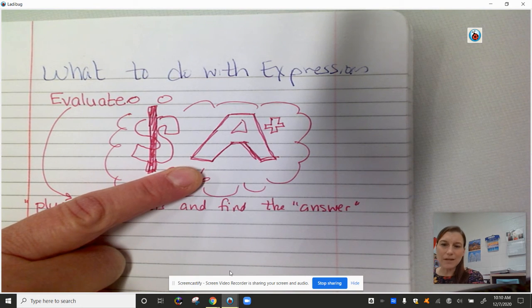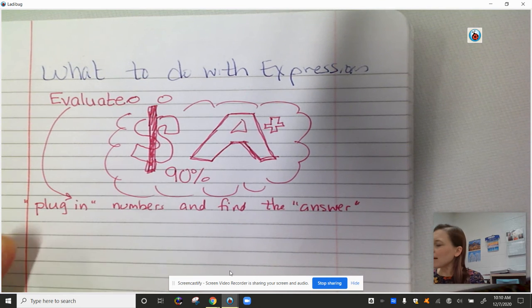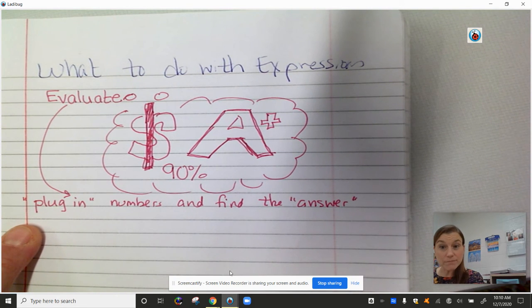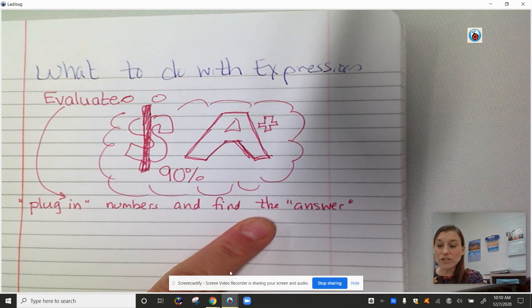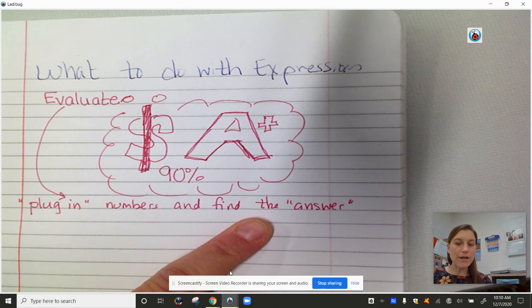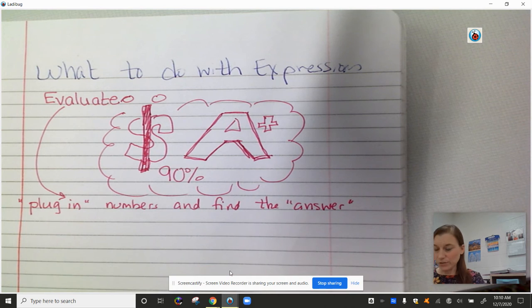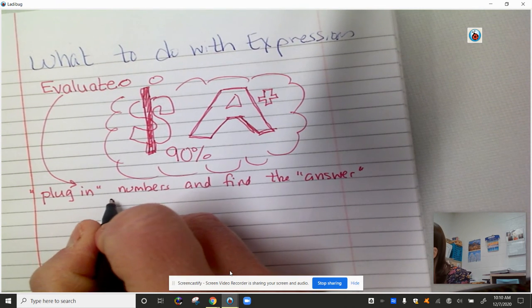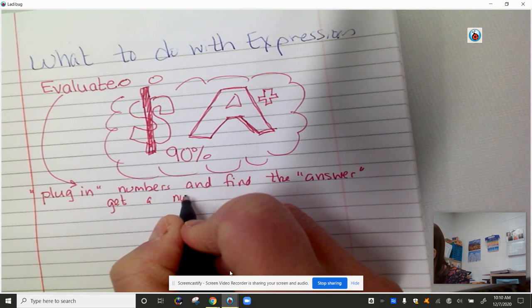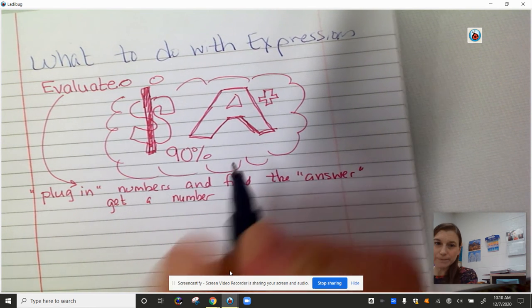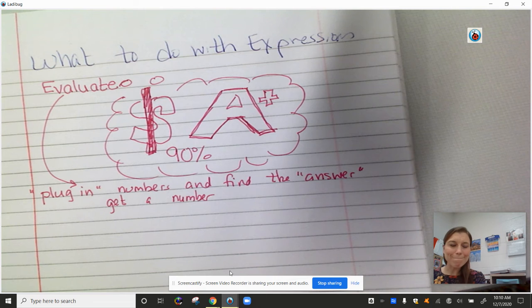So what does that mean for us in expressions? That means that you're going to plug in numbers and find the answer. In other words, you're going to get a number. You're going to have a final number answer. So get a number answer. That's what evaluate means. So that's the first one that we did with expressions. It's kind of like how we start.